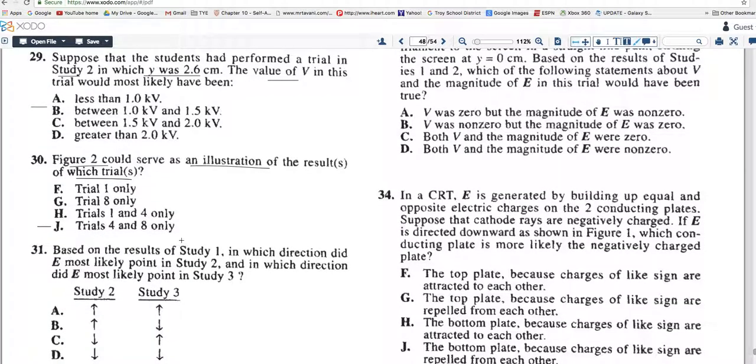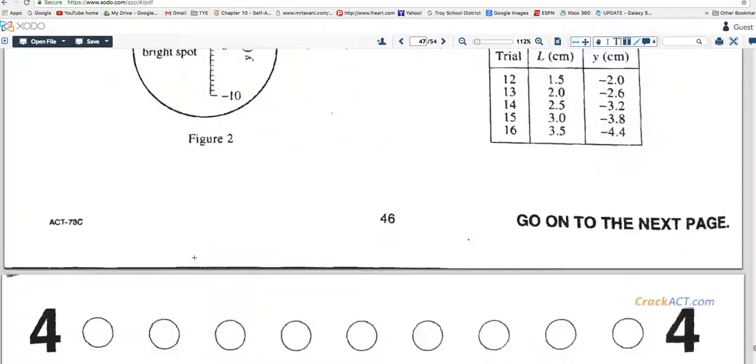All right, 31. Ritik. So what's going to lead me to find my answer? To find the answer, you first need to look at study 1, so underline study 1. And direction of E, which direction did E most likely point in study 2, and which direction did E most likely point in study 3? So you need to underline study 3. For these types of questions, where they say based on the results of study 1, I need to look at trends in study 1 to help me answer the question. So explain how you did it.